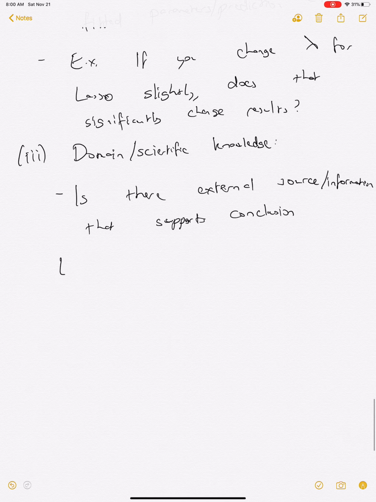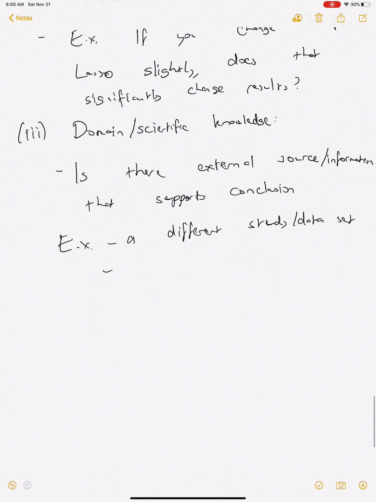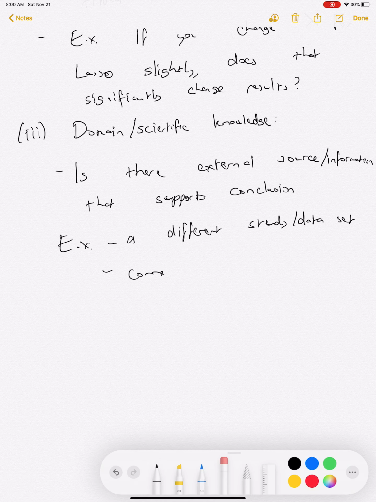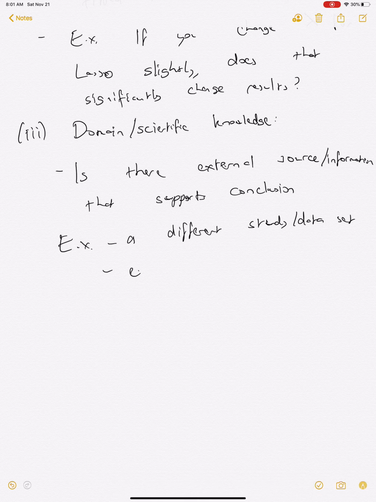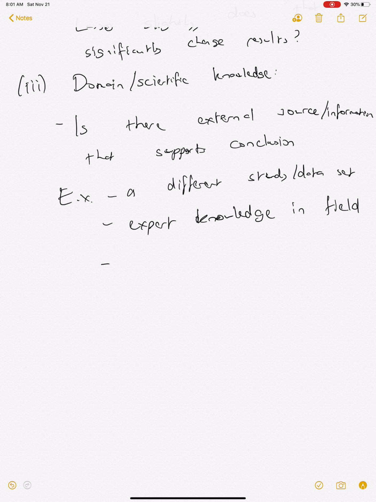And this can be in the form of, for example, a different study or data set, or I should maybe say, expert knowledge in the field. Expert knowledge in the field, and the other one is just common sense.